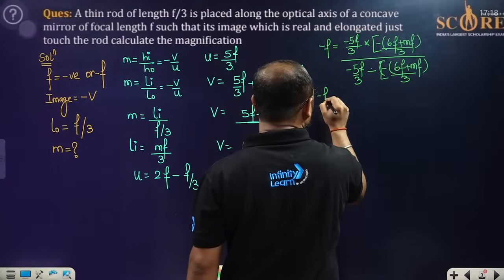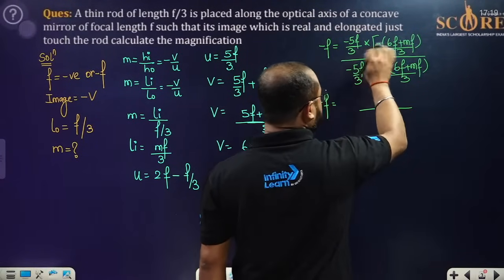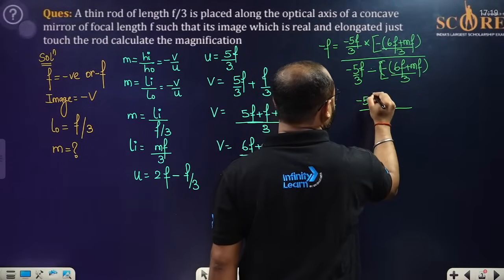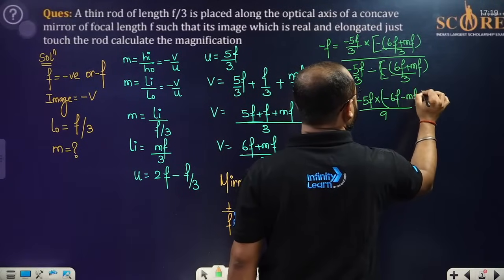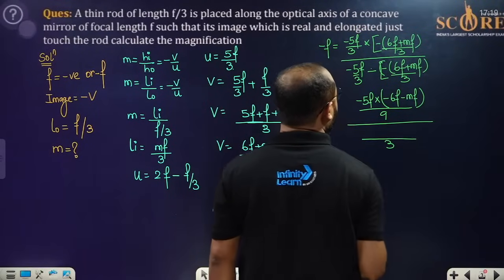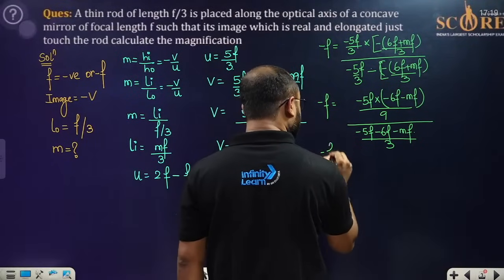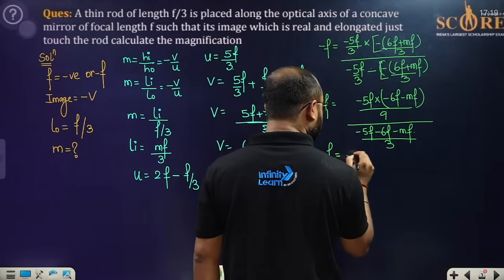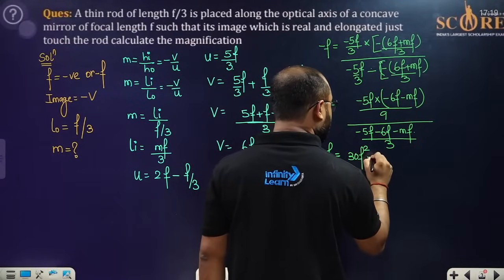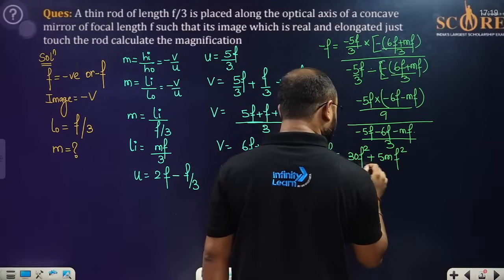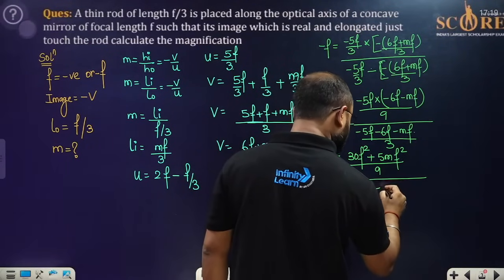If you try to solve this, overall f is negative, so minus f will be equal to, at the numerator it is going to be a multiplication, minus 5 multiplied by minus (6f plus mf), whole divided by 3, and the denominator is minus 5f minus 6f minus mf. If we solve it again, minus f will be written as the multiplication of this: plus 30f square plus 5mf square, whole divided by 9, by minus 11f minus mf, whole divided by 3.